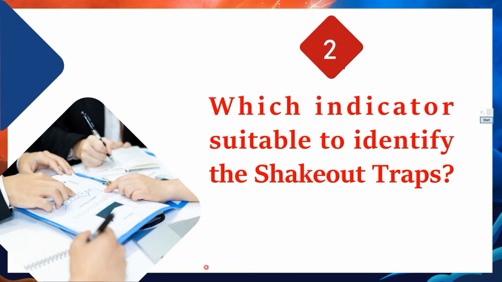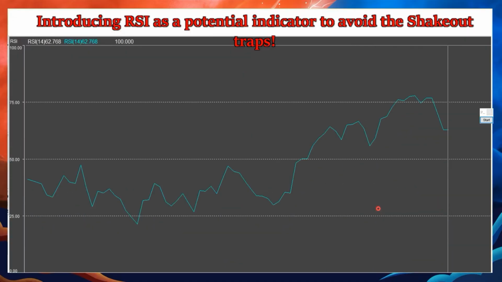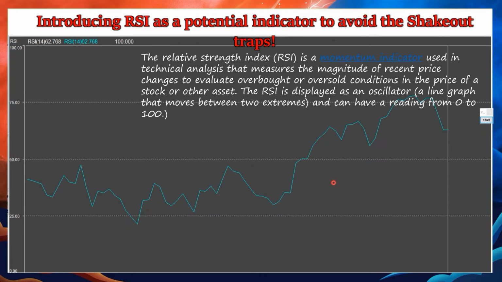Now, we will need the help of some indicators, right? We need the help of some indicator to identify the shakeout traps. Over here, we'd like to introduce the RSI as a potential indicator to avoid the shakeout traps. So let's go through a little bit of this RSI indicator.